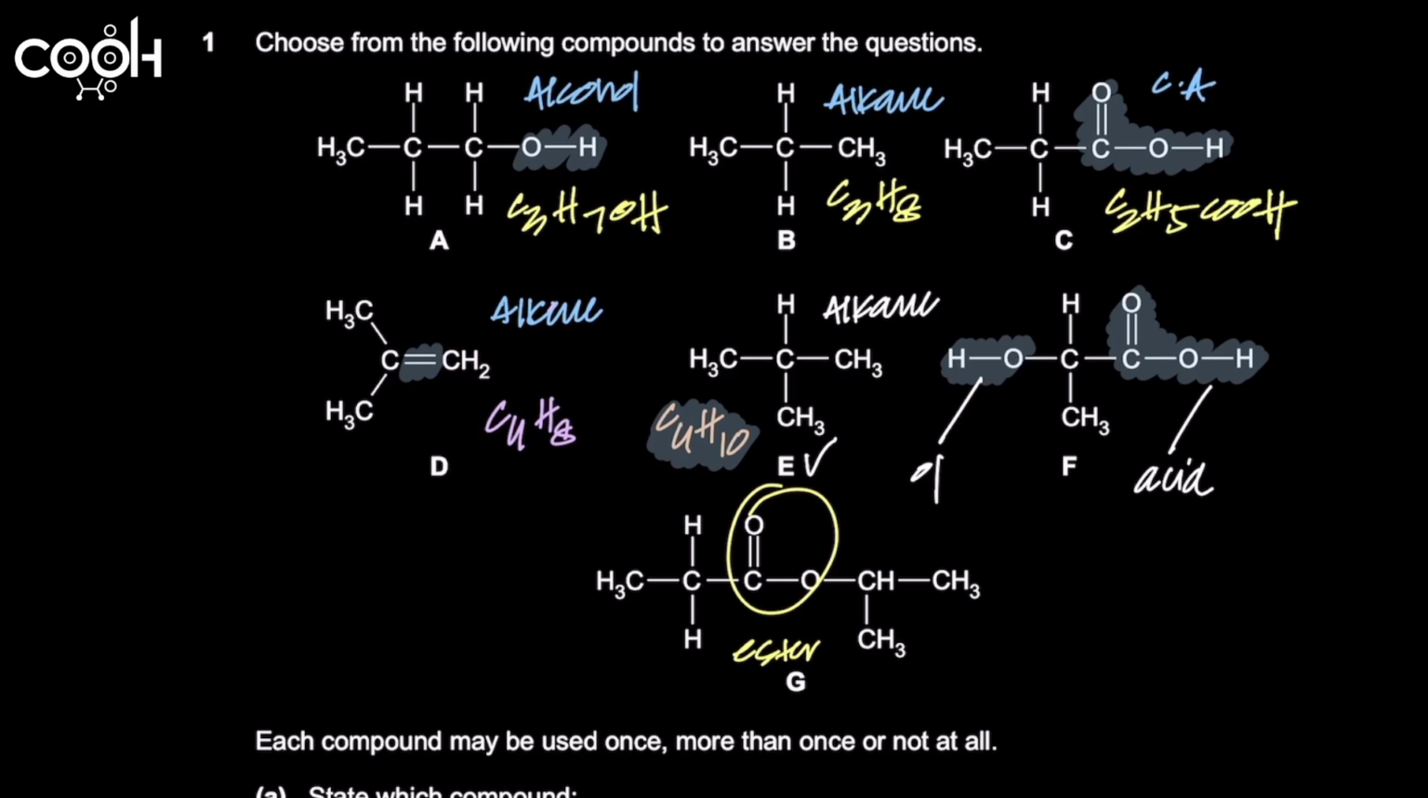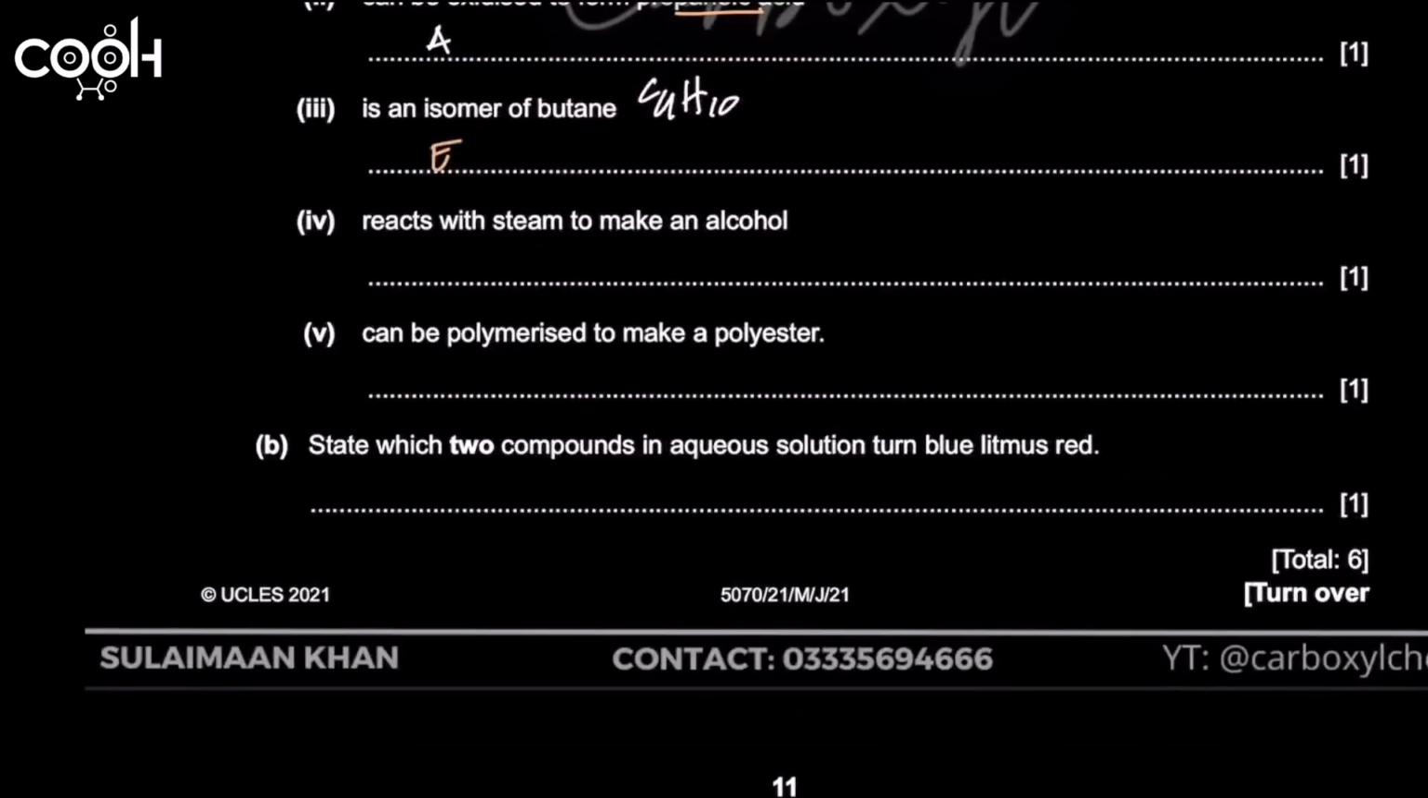If you want to check the names, you select the longest carbon chain, start numbering from the side where the alkyl group is the closest for alkane. So it's meth, eth, prop. So your second carbon has the methyl group, so it's called 2-methylpropane. But who cares? And it says reacts with steam to make alcohol.